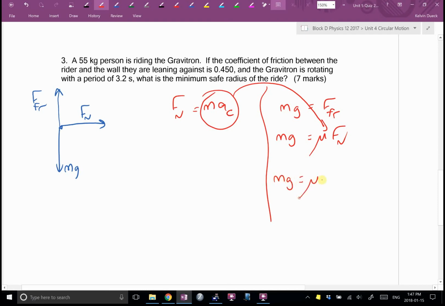mg equals mu MAC. Which version of A am I going to use? They gave me a period, so the one with the T in it. I'm going to use this. mg equals mu M 4 pi squared r over T squared.